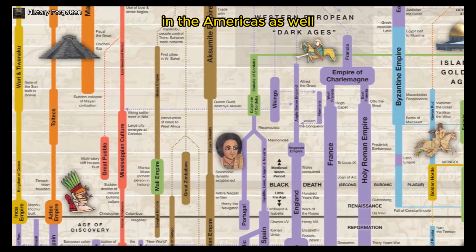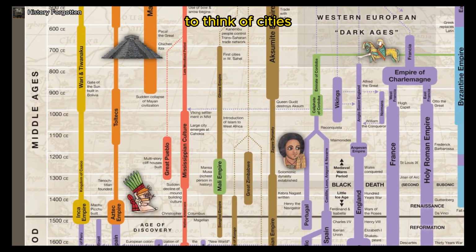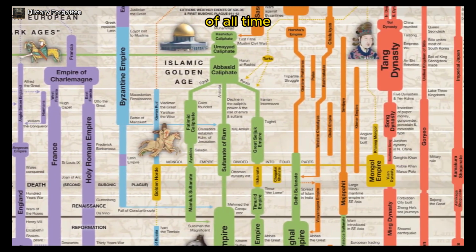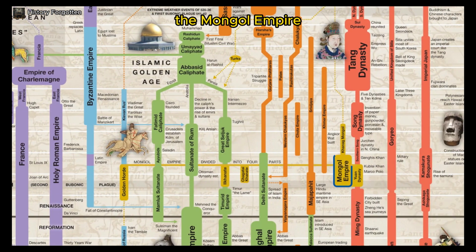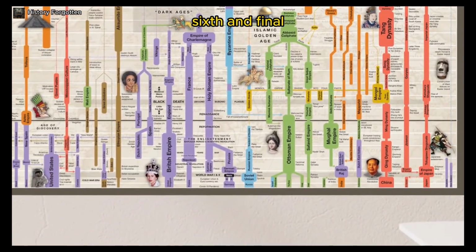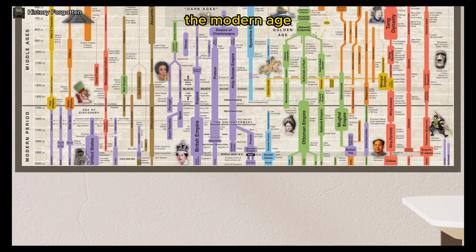A lot was happening in the Americas as well. We don't tend to think of cities existing in pre-Columbian North America, but they did. There was Cahokia in what is now Illinois, as well as the Pueblo cities in New Mexico. In Mesoamerica, the Aztecs were dominant, and in South America, there were the Incas. Finally, it was during the Middle Ages that we get the largest land empire of all time, the Mongol Empire, started in Asia.